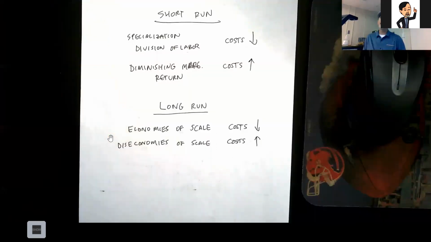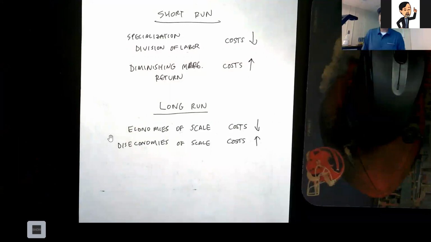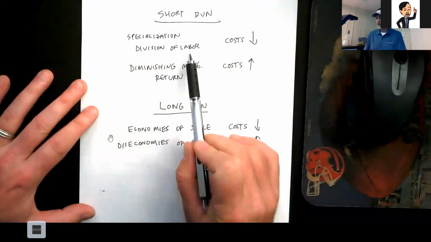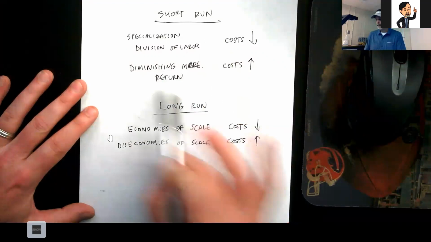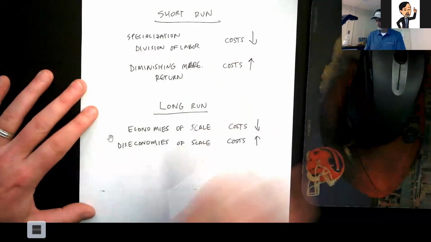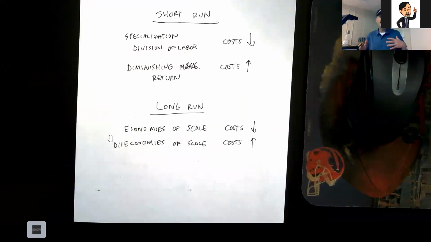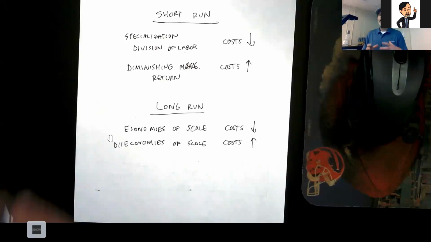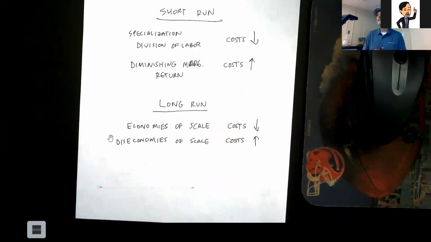If you were doing an old school SAT where they had analogies on there, which were always fun, specialization and division of labor in the short run is like economies of scale in the long run. Diminishing marginal return in the short run is like diseconomies of scale in the long run. And if College Board does what they normally do, which is try to test if you understand the specific terminology of econ, there probably will be a question that talks about decreasing costs and has both of those as options.